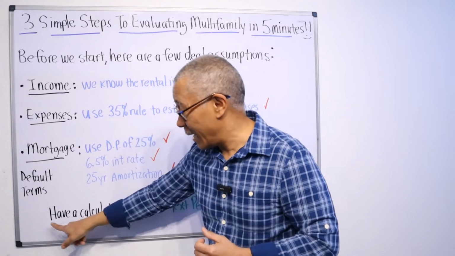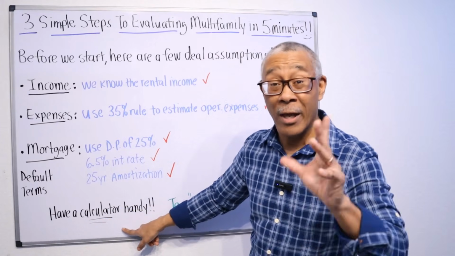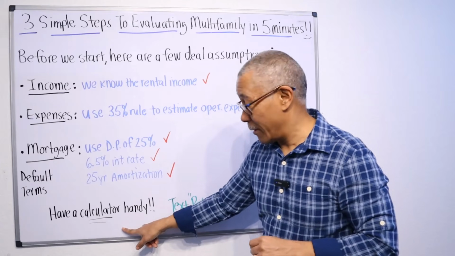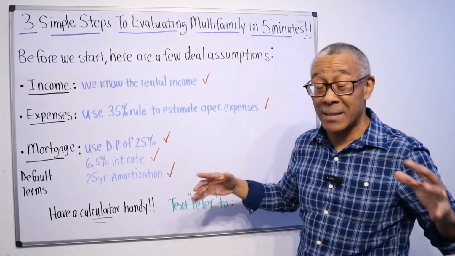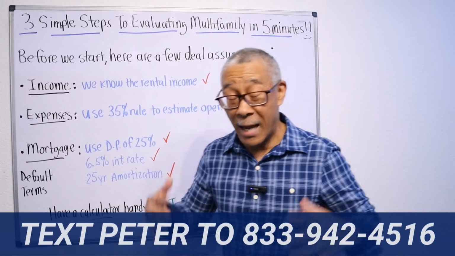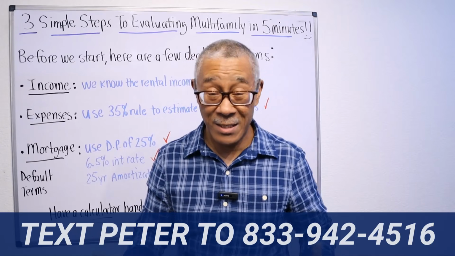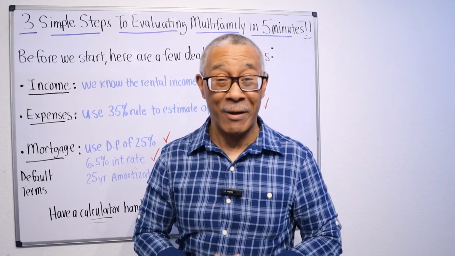Got it? All right, and also have a calculator handy. I have mine right here. You need to have yours too, all right? And lastly, if you have any questions along the way as I'm doing this, go ahead and text Peter at 833-942-4516, and we'll answer your questions. I'm excited. Let's get going.